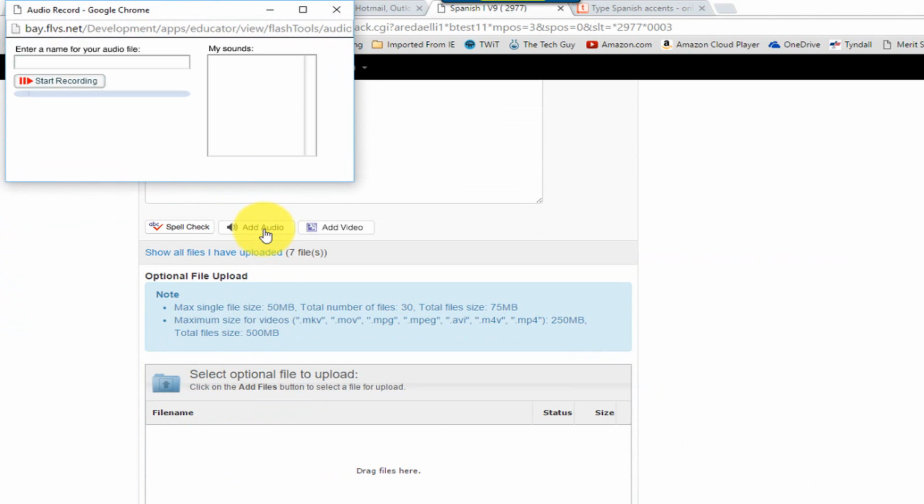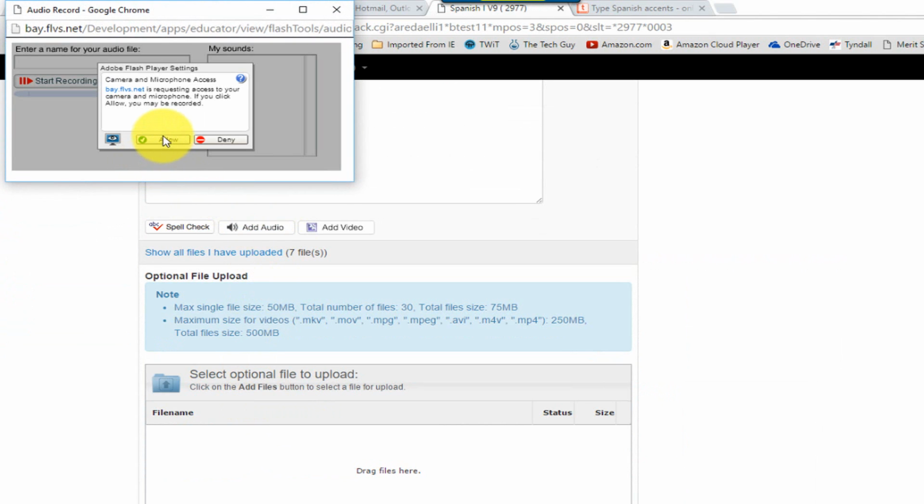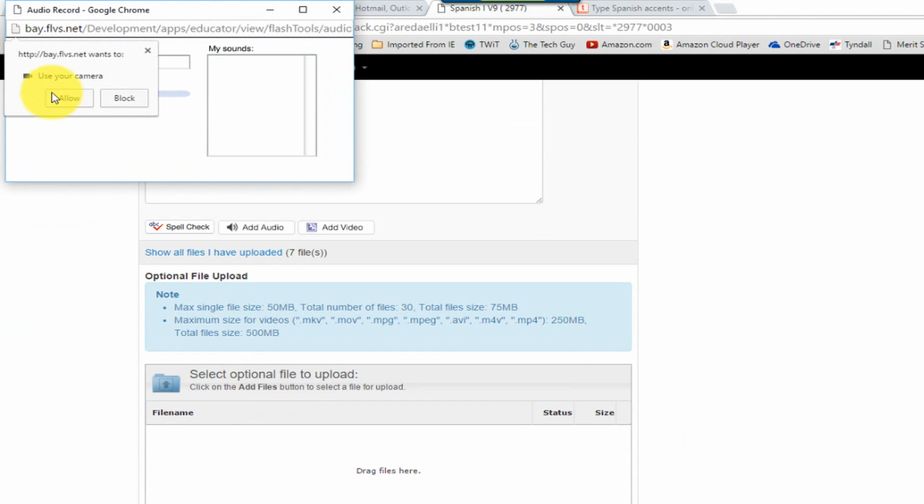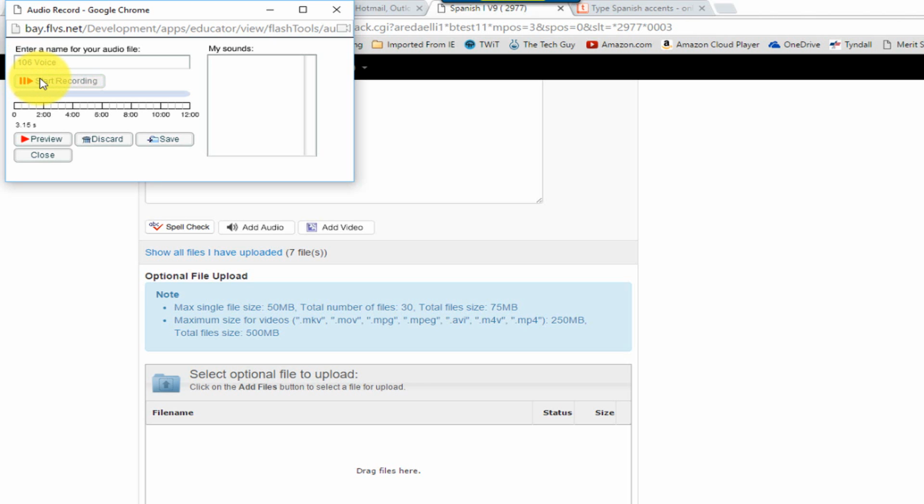So we're going to add the audio here to record the words. So you're going to allow. Okay, allow the camera, although you don't need it. Start recording, but first we need to give it a name. That assignment is 106, so we're going to name it 106 voice, so I can resubmit it in case something goes wrong. Okay, so I'm going to start recording. I'm going to stop. I'm going to preview it. Always preview it. Make sure I can hear it. You can hear it. If you can hear it, I can hear it.